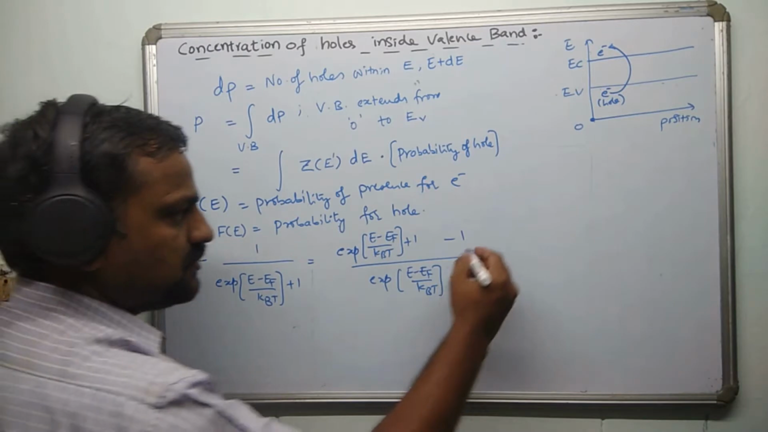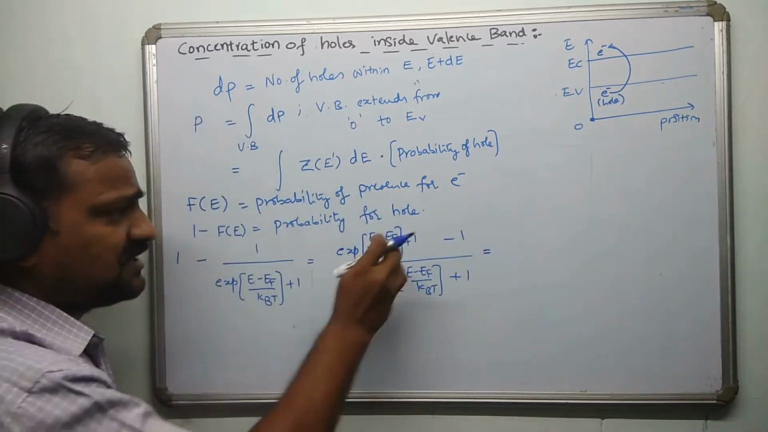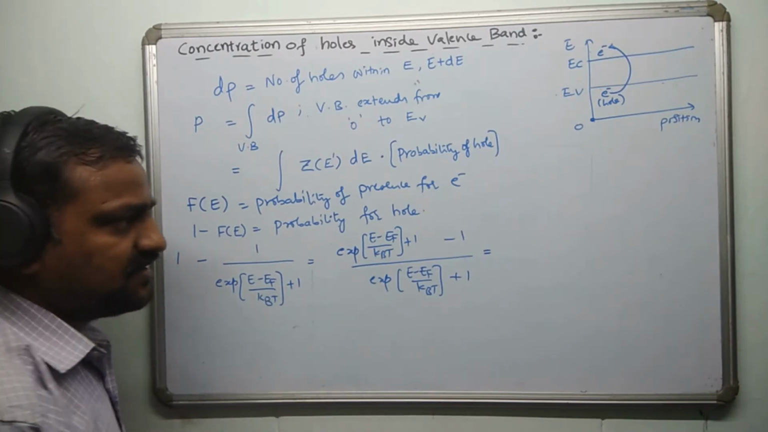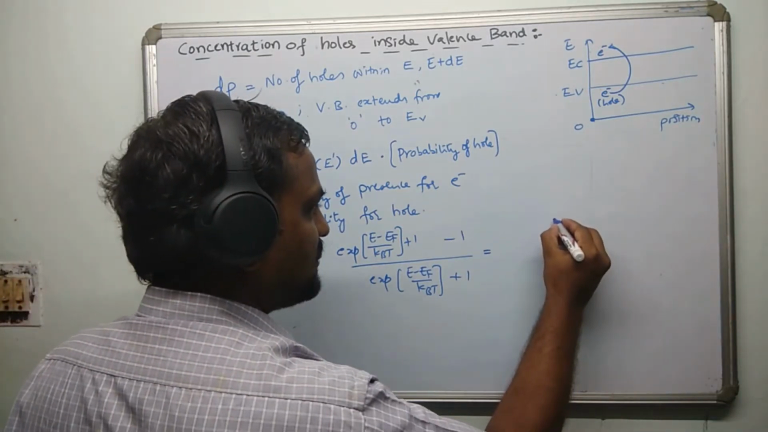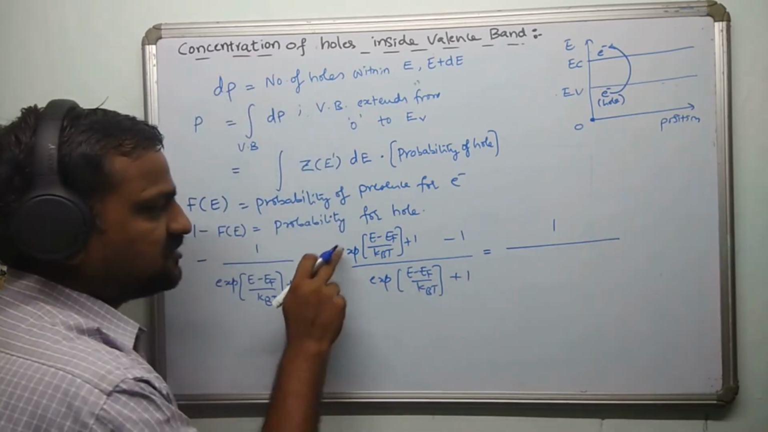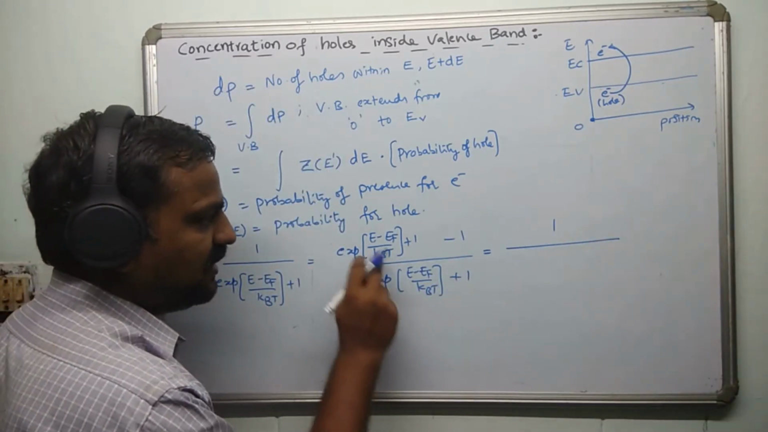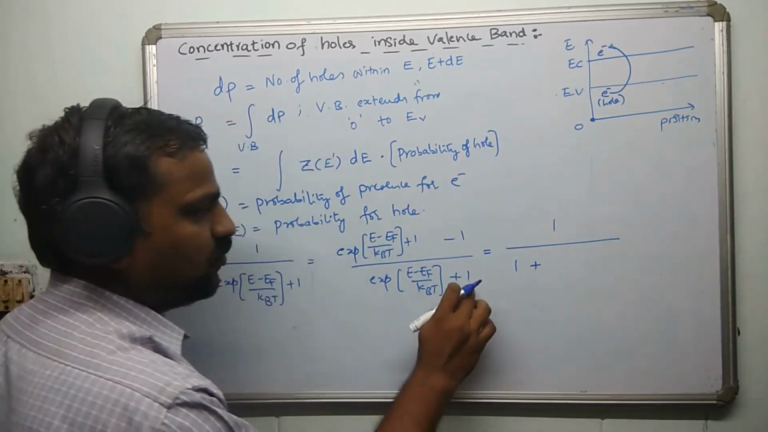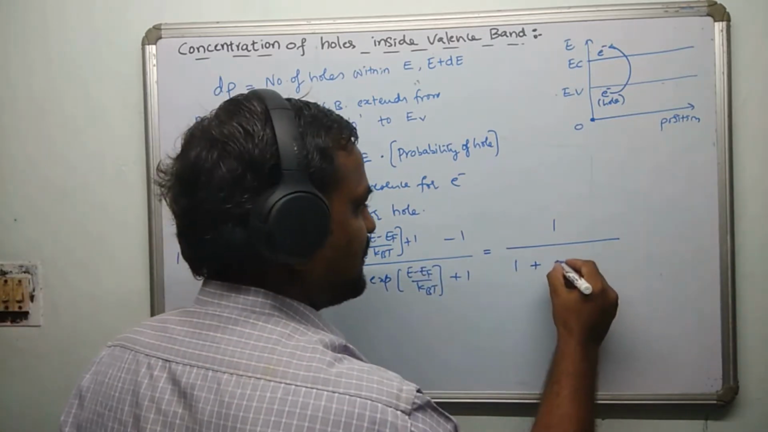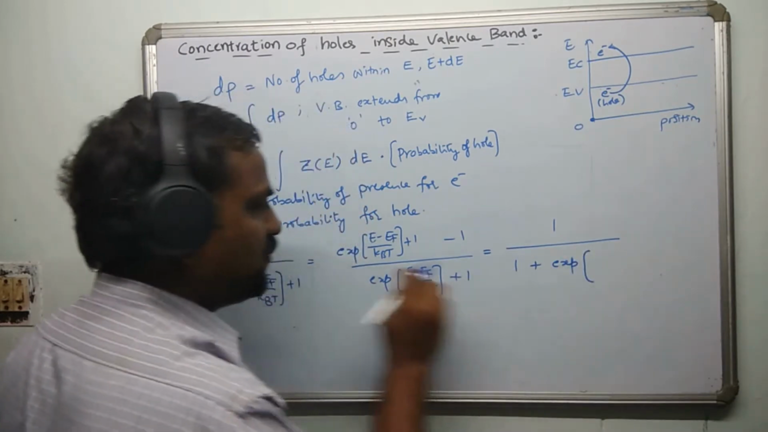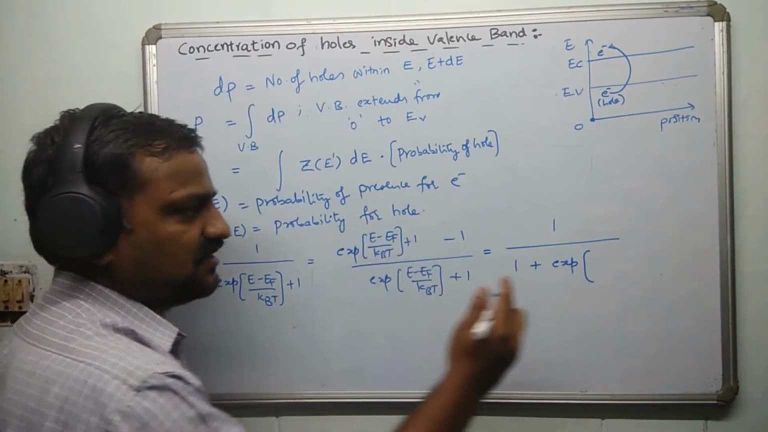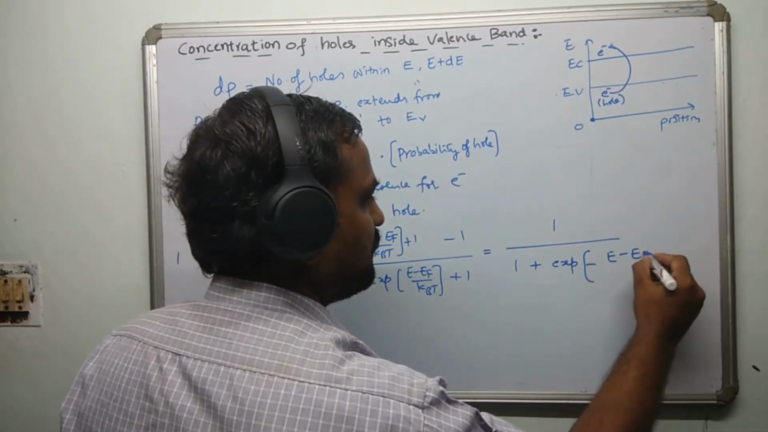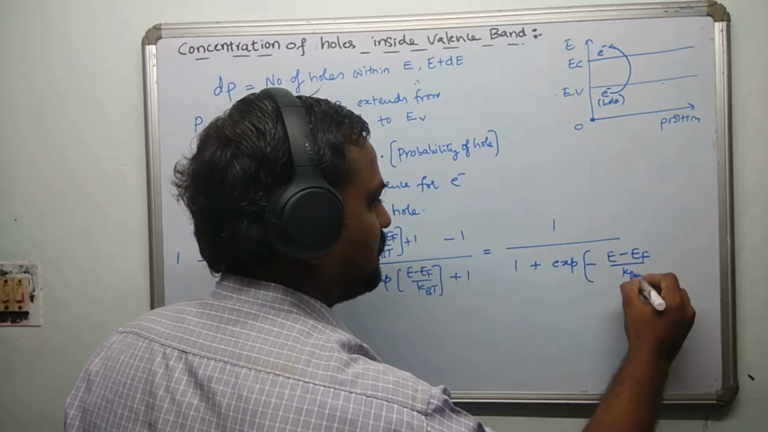plus 1. So as the ones are gone, I can simply pull this term to the denominator. There is a reason for doing it like this. So I'll write this as 1 by this term brought down, so this divided by e power this. So the same term, it is 1 plus 1 divided by this, which is exponential of, as it is 1 by e, I write it as e power minus x, which is nothing but minus E minus EF divided by kBT.